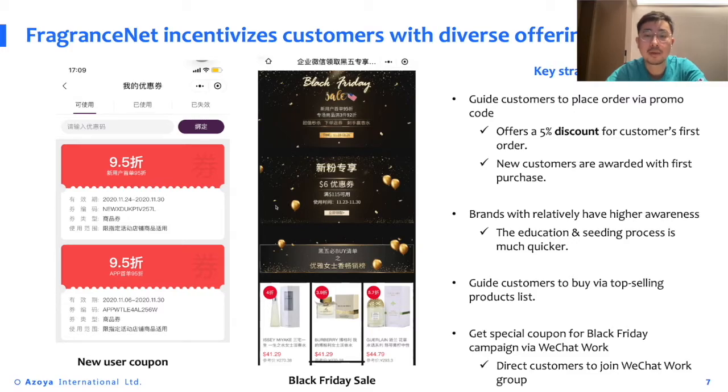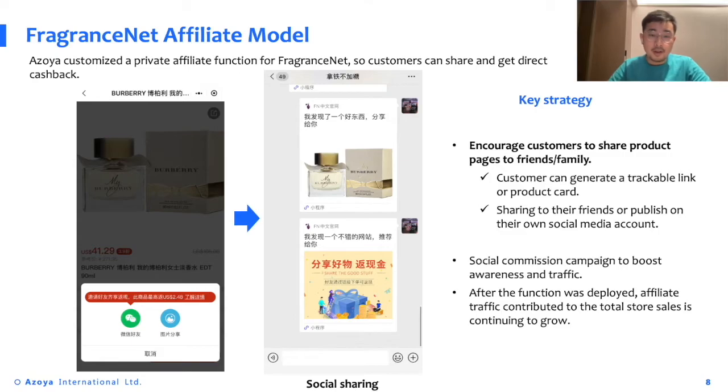There are a lot of things that FragranceNet offers to users exclusively in WeChat. This includes new user coupons that are only available via WeChat, and a Black Friday sales campaign page that's only visible to members of the WeChat Work group. The strategy here is to offer exclusive incentives that are only available from WeChat. We deliver such messages and promotions from different kinds of campaigns in WeChat, including WeChat Work, the WeChat official account, and also advertisement. FragranceNet also developed an affiliate model in WeChat, and this is helping the brand really get into the network of its customers.